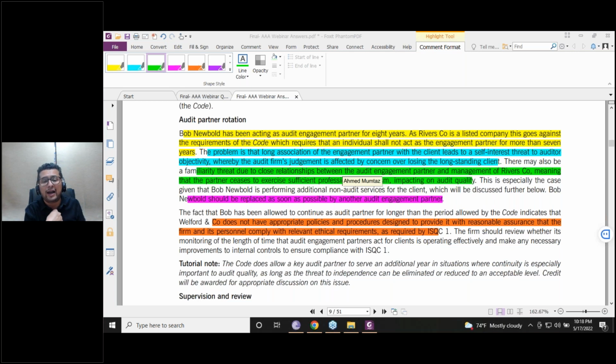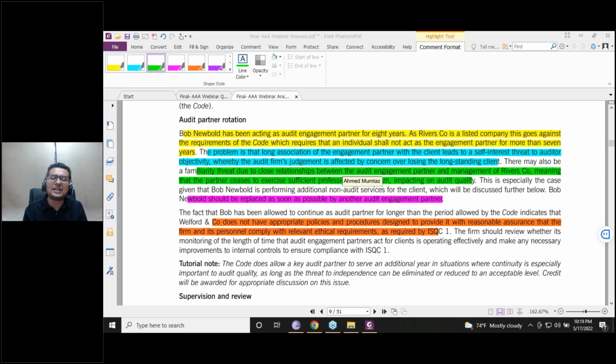Why would I, as a student, amalgamate self-interest and familiarity threat into one, when I could split them into two? Self-interest would be a concern for the audit firm, because they would like to ensure that they do not lose that client. That's a separate thing. Whereas Mr. Bob has been there for 8 years. As a result of that long association and familiarity, he might become too sympathetic, or he might lose professional skepticism. That's a separate point. Split them up, split them up, split them up.